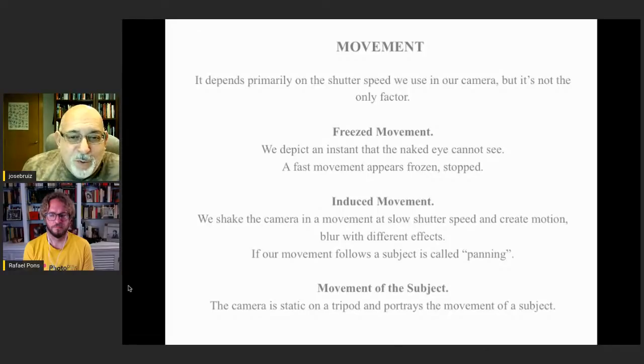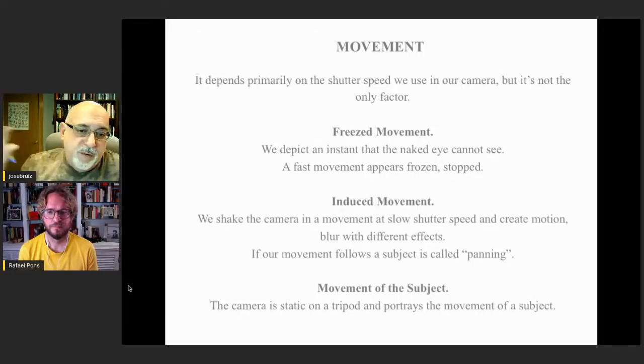I mean, there's nothing moving in the frame, but you choose a slow shutter speed and then you move the camera. Or if you follow a subject, then it's called panning, and it's also an induced movement. And the movement only of the subject, which is most of the nocturnal pictures we take, where the stars are moving or the water is moving, then it's the subject which is moving, but not the camera.